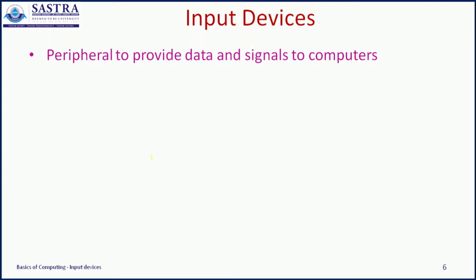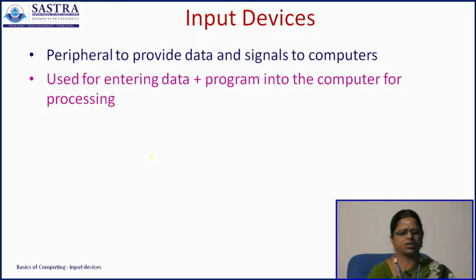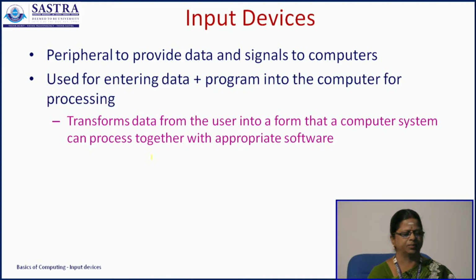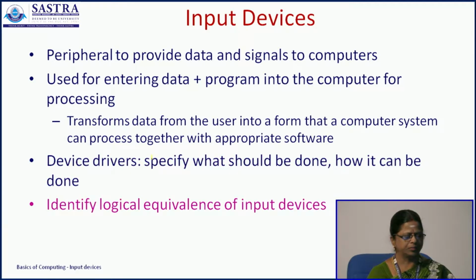Having seen something about the input devices and the output devices and examples of them, we will see more about them. Input devices are the peripherals to provide data and signals to the computers. They are used for entering data as well as programs into the computer for processing. So what does it do? It transforms data from the user into a form that a computer system can process together with appropriate software. What is that appropriate software? These are the device drivers which specify what should be done and how it can be done.